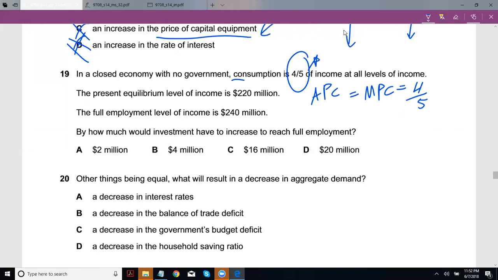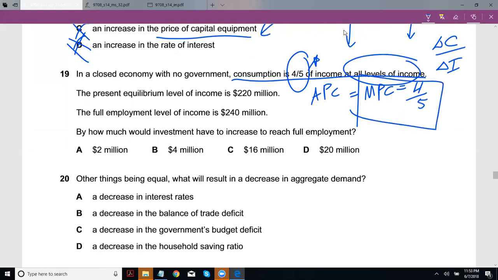This statement is giving you an idea of your APC, because here they're looking at consumption as a proportion of income. But if your APC is constant, which means it's true for all levels of income, then if you increase your income level, your consumption increases by 4/5 of the increase in income. So even if you look at change here, it still gives you 4/5. To summarize, MPC is 4/5.